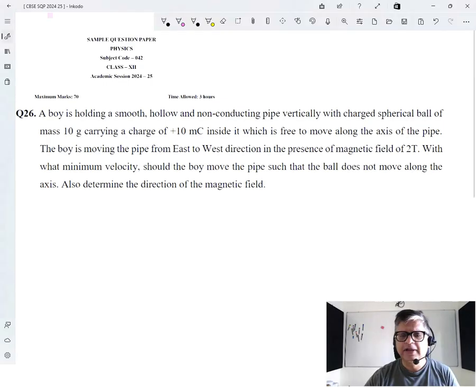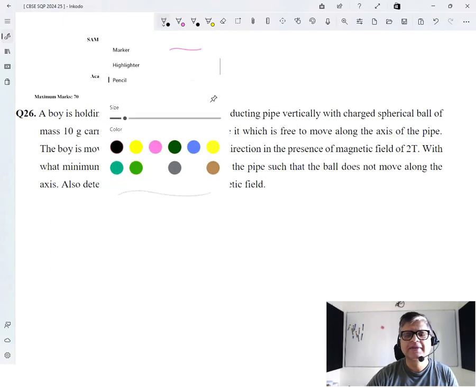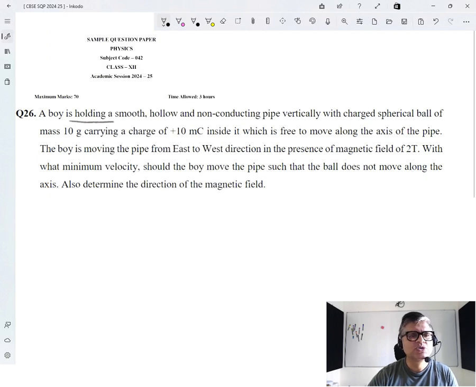All right. Our first ritual is to always read the question carefully, and even I tend to forget that. So there is a boy who's holding a smooth, hollow and non-conducting pipe vertically with a charged spherical ball of mass 10 grams carrying a charge of 10 microcoulomb. Is it micro? I think it's milli. Micro would have been this.